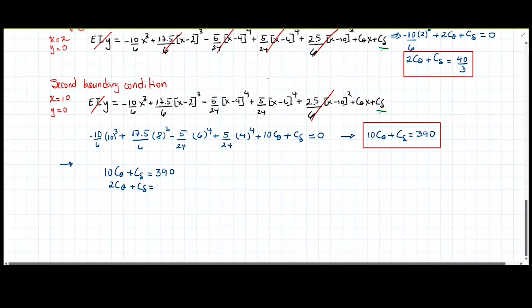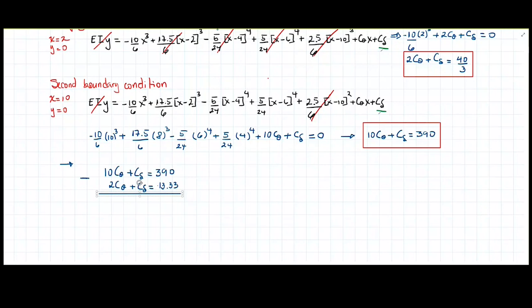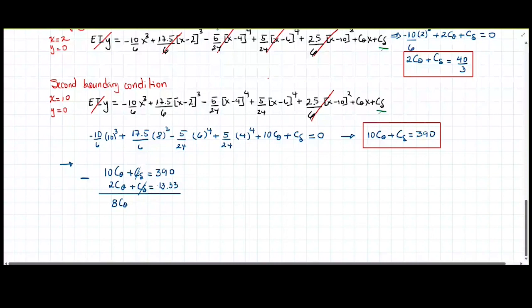Actually, I could convert this into a one, but it's going to be 13.33. And then you can subtract these two equations, do a big minus here, and then you're going to end up with 8 C theta. This cancels out, and this is going to end up being... there is an error here. This should be positive. Let me see.